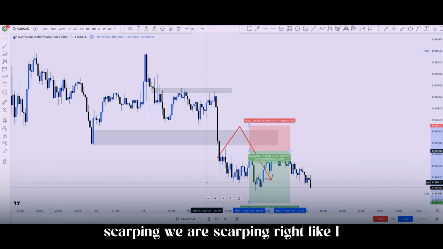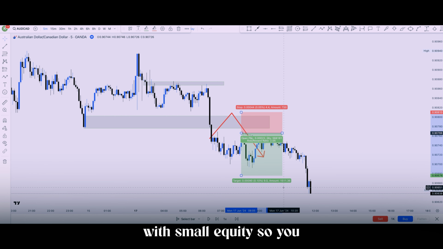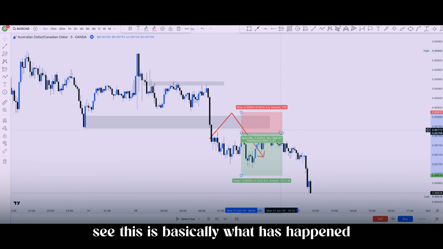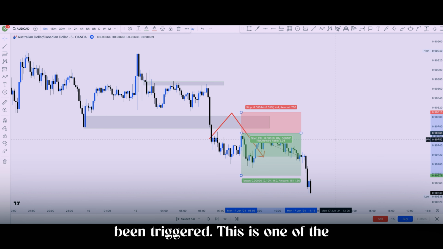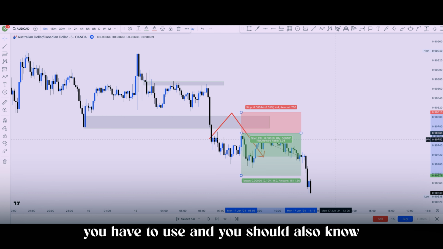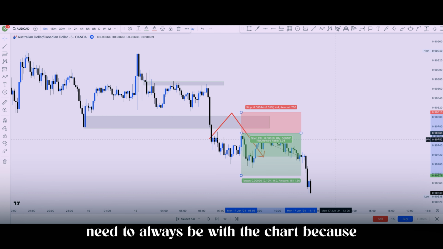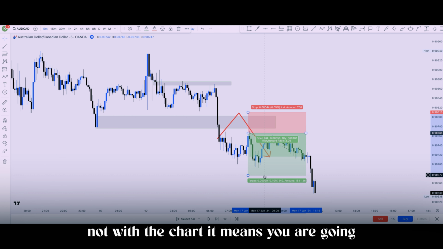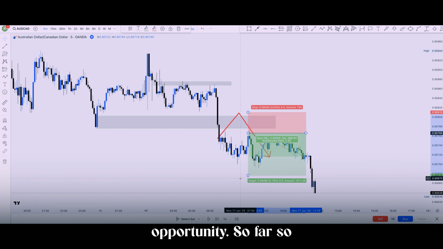Basically, we are scalping, right? Like I said, this is for accounts with small equity. So you see, this is basically what has happened, and our take profit has been triggered. This is one of the strategies you can use if you want to build your account. If you have a smaller account and you want to build your account, basically this is the strategy you have to use. And you should also know one thing: you need to be consistent. You need to always be with the chart, because this is 5 minutes time frame. If you are not with the chart, it means you are going to lose, or you are going to miss a lot of opportunity.